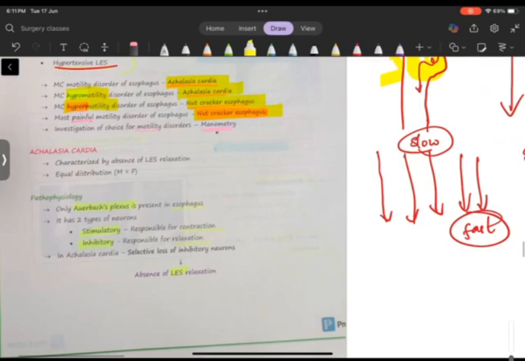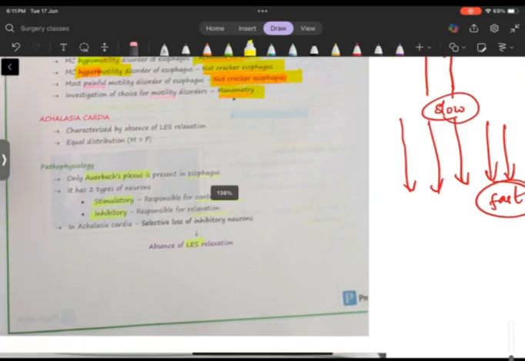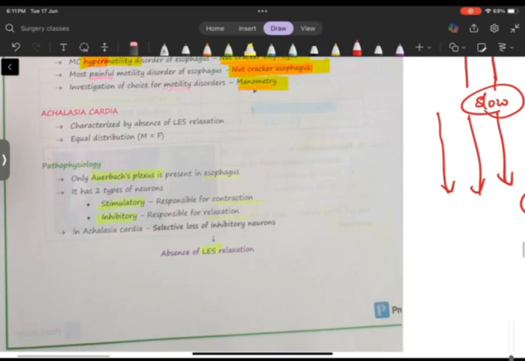And for all these motility disorders, what is the investigation of choice? It is manometry, that is measuring the pressure in the esophagus. Now we'll start with individual motility disorders, the first one being achalasia cardia. It is characterized by failure of lower esophageal sphincter relaxation. Basically, what we had discussed in the previous class was incompetence of the lower esophageal sphincter.